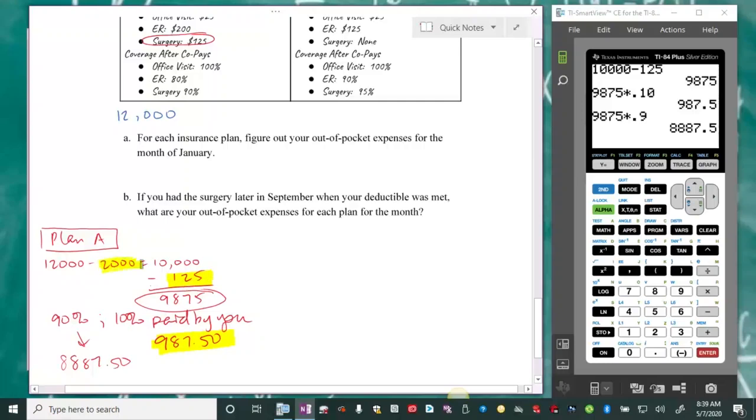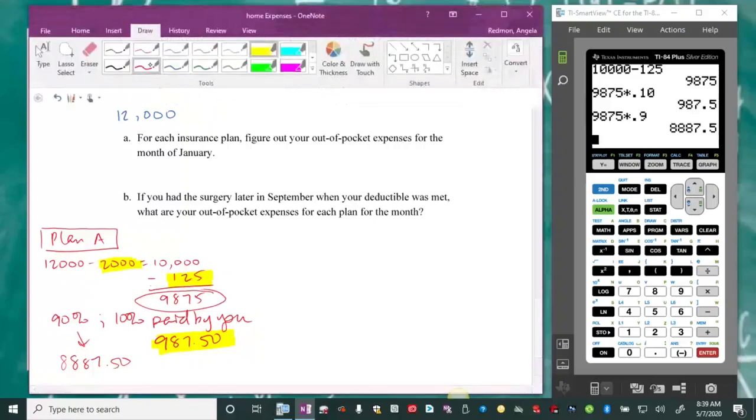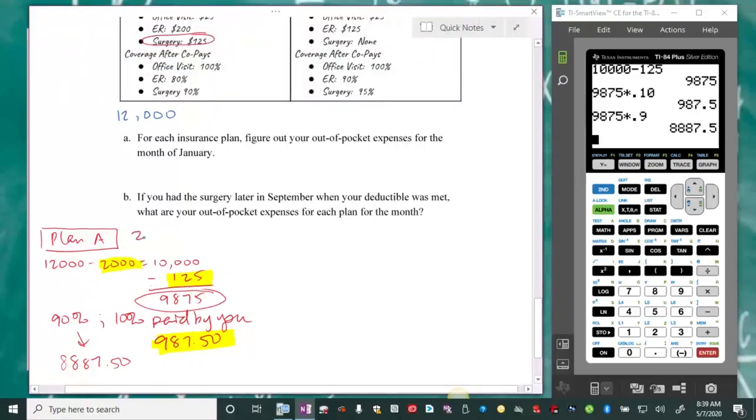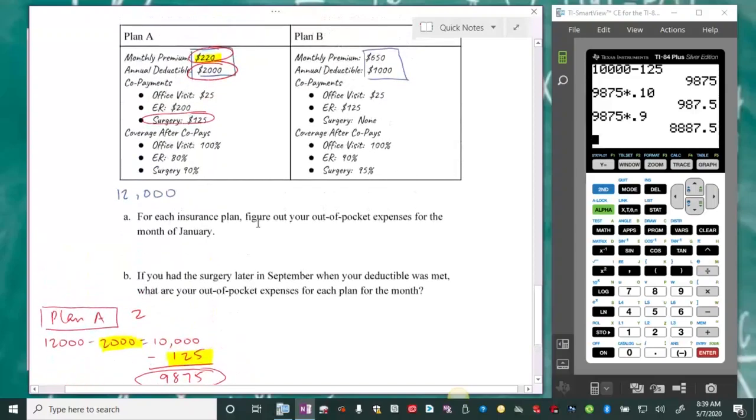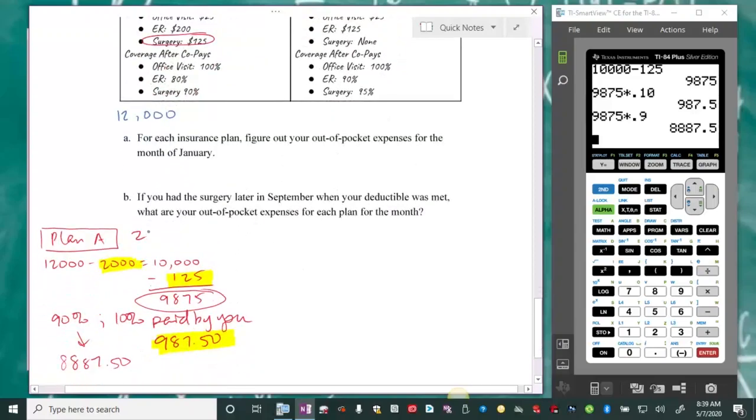We're paying the $2,000 deductible, and you can't see it anymore, so let me put this up here as well. We're also paying that premium, which was $220 a month. So we want this expense for January. So that's the last thing that we're paying. So let's go ahead and add all of that up. So we've got the $220, just adding everything that I've got highlighted, the $2,000 deductible. Whoops, and I want a plus. So the $2,000 deductible, we're paying the $125 copay, and we're paying 10% of the remaining balance, $987.50.